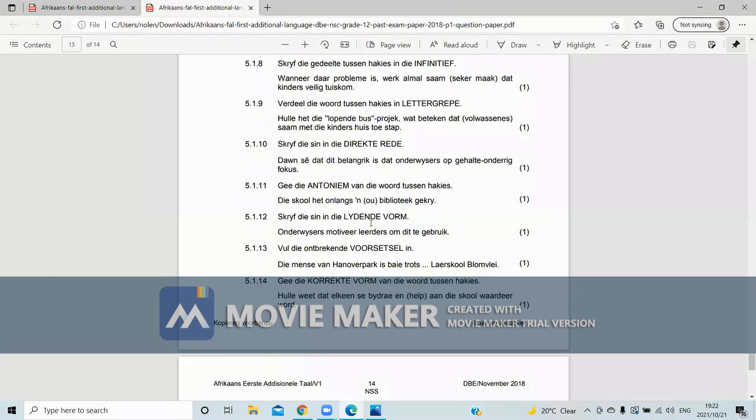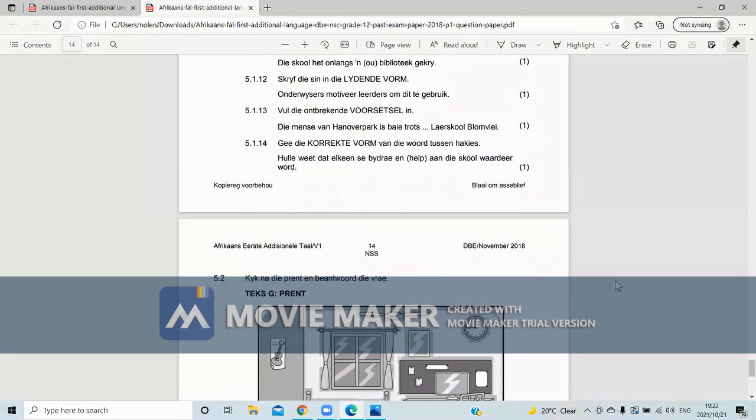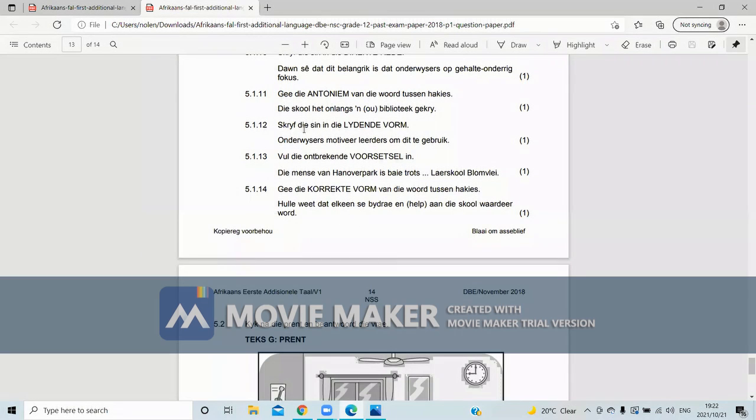Okay, next one, lydende vorm. For lydende vorm, the first thing you do is identify which tense it's in. So: onderwysers motiveer leerders om dit te gebruik. If you look at the second thing in the sentence, it's in present tense because there's no het or sal and there's no verb at the end. So you want to say: leerders word deur onderwysers gemotiveer om dit te gebruik. You still have your infinitive at the end. I also put a little map to make it easy for active and passive, and also on the Telegram group. It's just a picture.